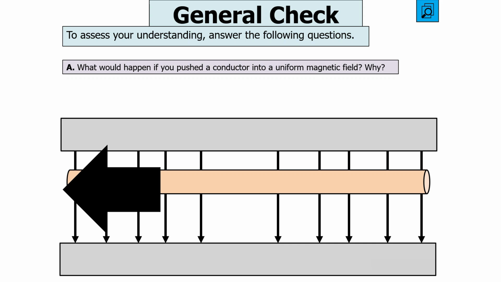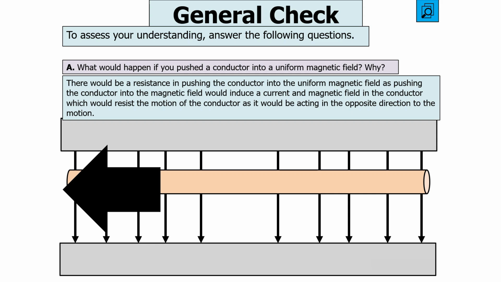What would happen if you pushed a conductor into a uniform magnetic field, and why? There will be resistance in pushing the conductor into the uniform magnetic field, as pushing the conductor into the magnetic field would induce a current and a magnetic field in the conductor, which would resist the motion of the conductor as it will be acting in the opposite direction to the motion.